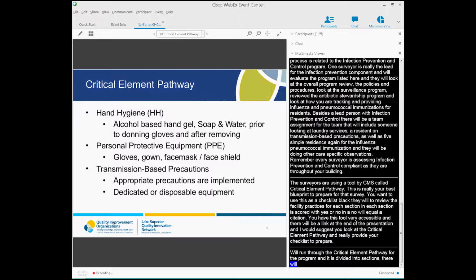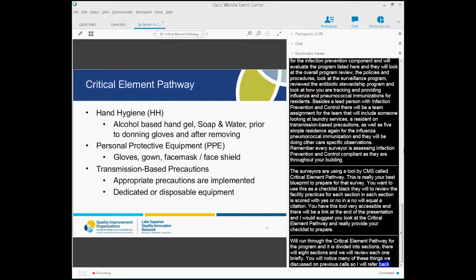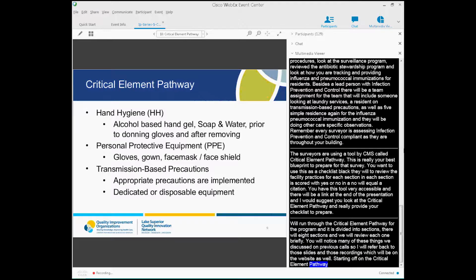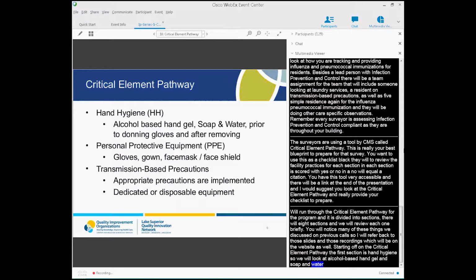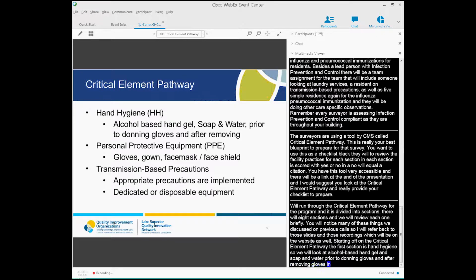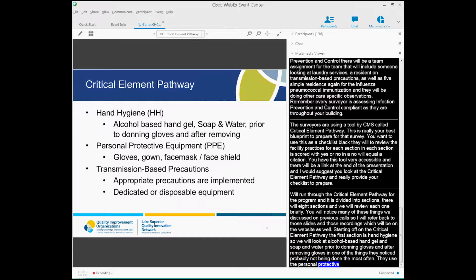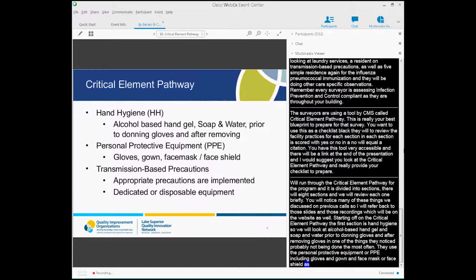So starting off on the critical element pathway, the first section is hand hygiene, both with alcohol-based hand gel and soap and water, prior to donning gloves and after removing gloves, one of the things that they notice probably not being done the most often. The use of personal protective equipment or PPE, including gloves, gown, face mask, face shield, as indicated by the type of transmission-based precautions or the type of symptoms that that resident is showing.